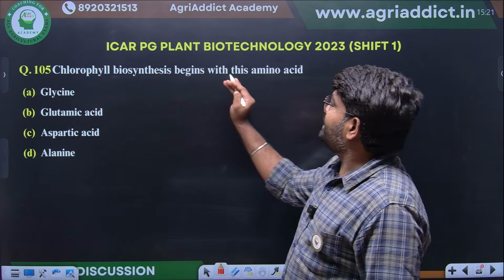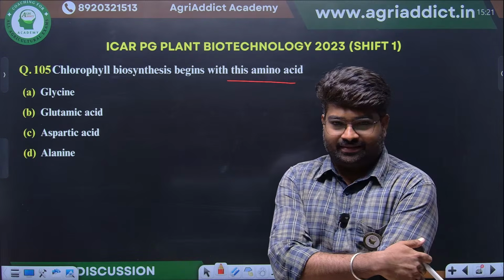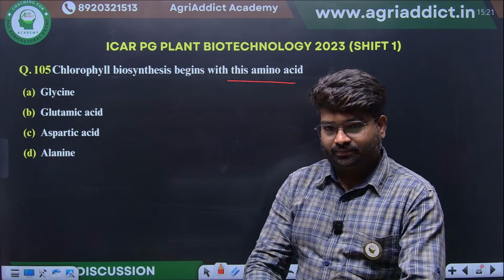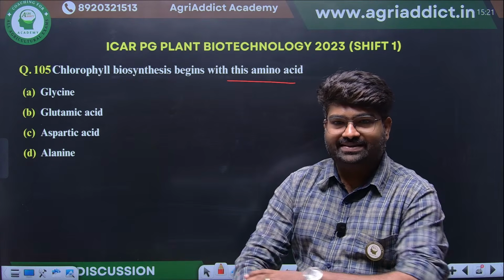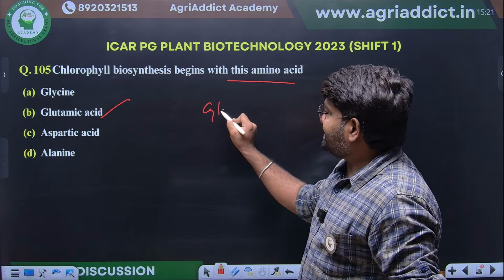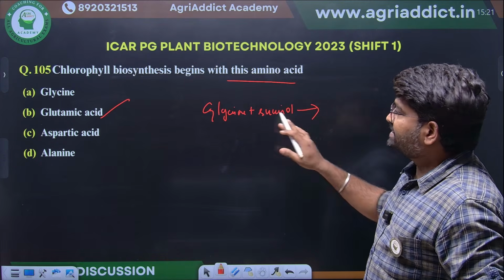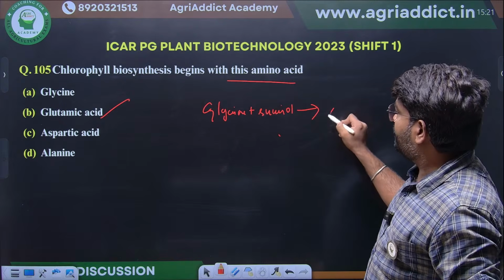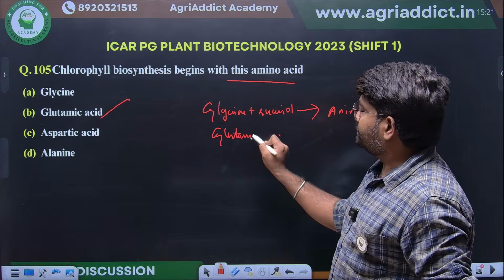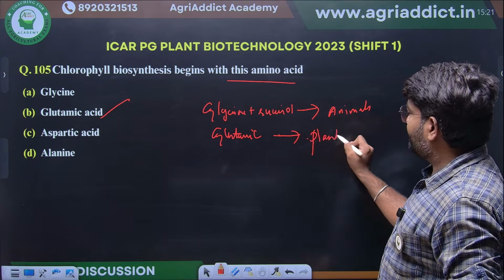Chlorophyll biosynthesis begins with which amino acid? This I told in class. Whether it is glycine, glutamic acid, aspartic acid or alanine. Excellent, glutamic acid. Glycine and succinyl-CoA will come for animals. In plants, glutamic acid. Glutamic acid is the specific precursor for heme biosynthesis.